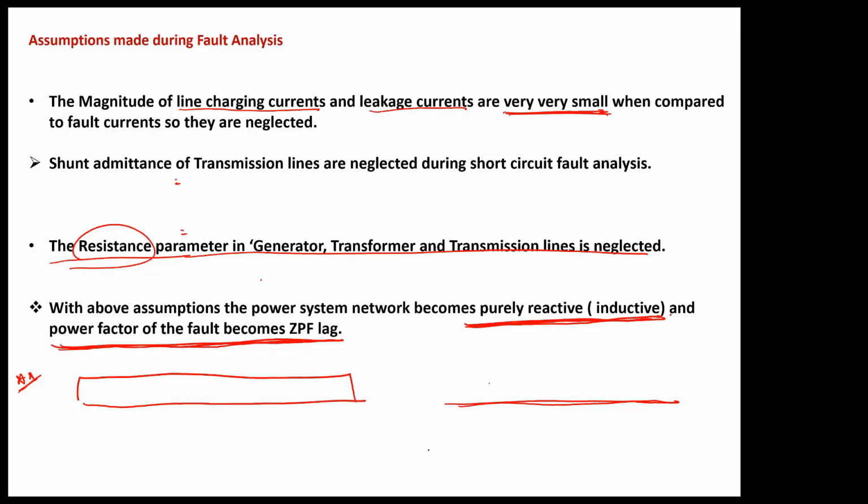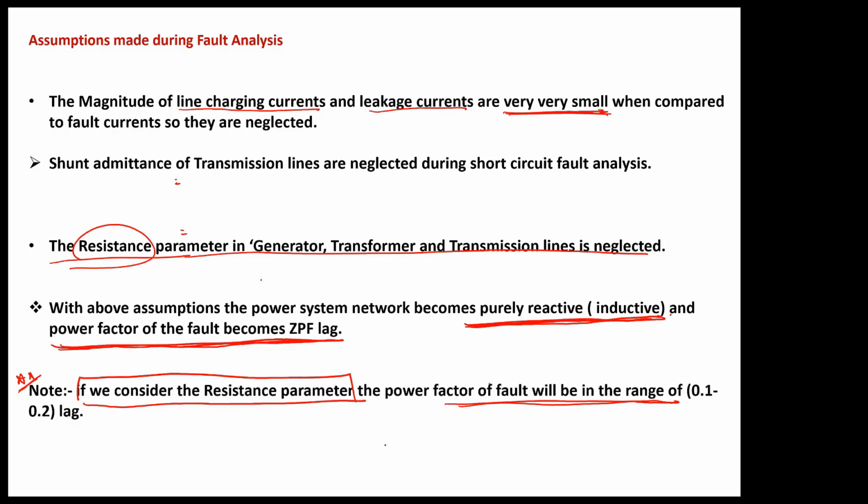Again, I am repeating one after the other. The first assumption is we completely neglect load currents; that is, we assume before the fault our power system is under no load condition. The second assumption is that we neglect the line charging currents and leakage currents, which means we are neglecting the shunt admittance of the transmission line. The third assumption is that we neglect the resistance parameter in the system elements like generator, transformer and transmission line, which makes our power system network purely inductive, and the power factor of the fault current is ZPF lag. These are the three assumptions we make during short circuit fault analysis.